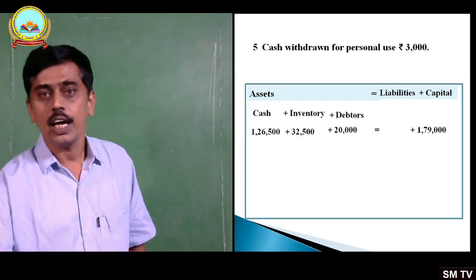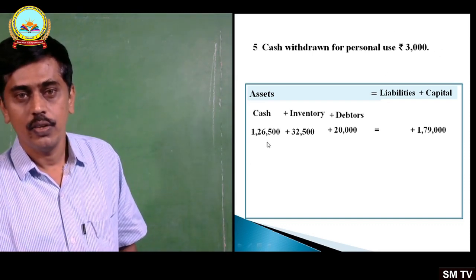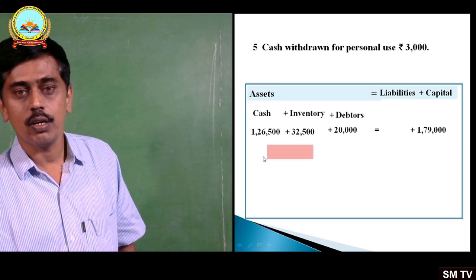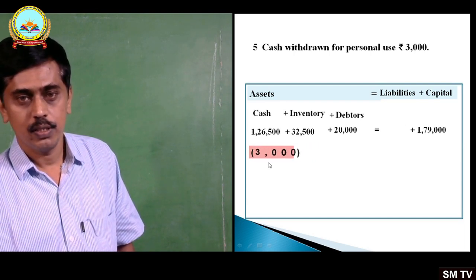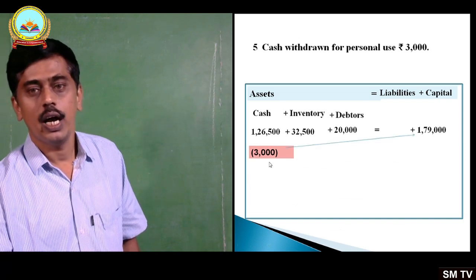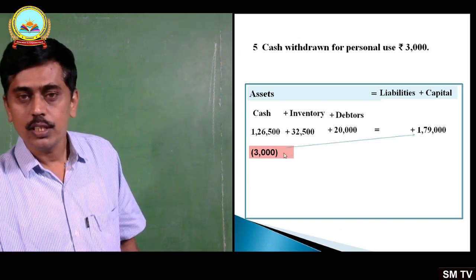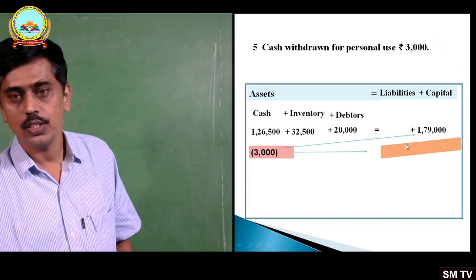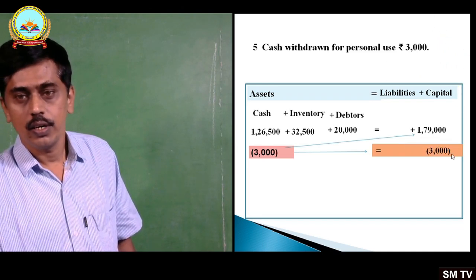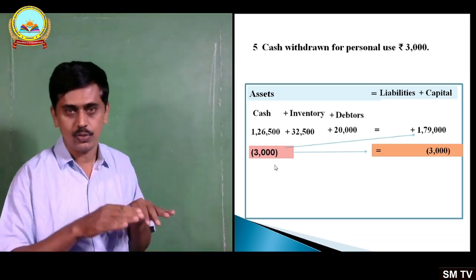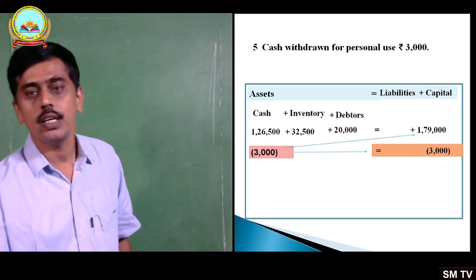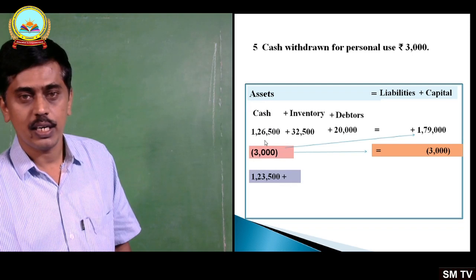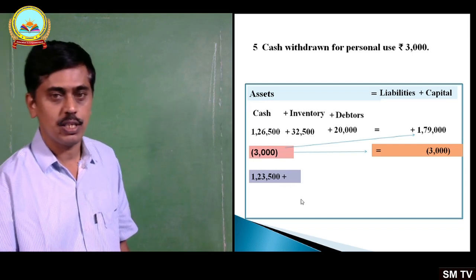Now let's see. Cash withdrawn for personal use rupees 3,000. 1,26,500 cash we have, but now the owner has withdrawn rupees 3,000 for personal use. And from where should it be reduced? It should be reduced from cash, and again it should be reduced from capital, isn't it? So 3,000 reduced on the asset side because cash is withdrawn, and capital is also reduced. Now find the effect. No other changes. Here 1,26,500 minus 3,000 is 1,23,500.